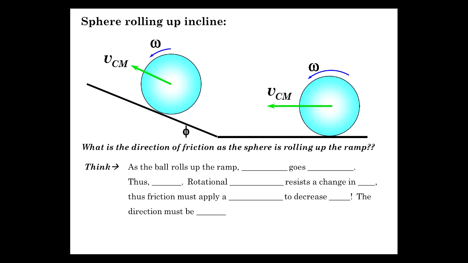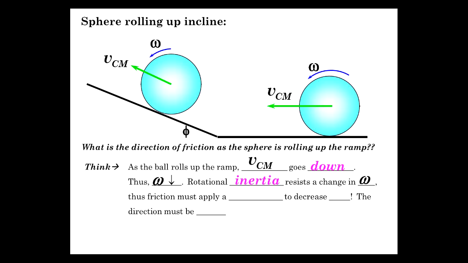But let's consider the following. As a ball rolls up the ramp, the velocity of the center of mass goes down. I already mentioned that. So you're thinking, aha, the friction must be acting down the ramp because the velocity of the center of mass goes down. However, that means omega goes down as well. See, it's not spinning as fast as it was. Rotational inertia will resist a change in omega, right? So omega doesn't want to go down. Omega wants to keep going at the same rate it was. It wants to keep spinning at the same speed.